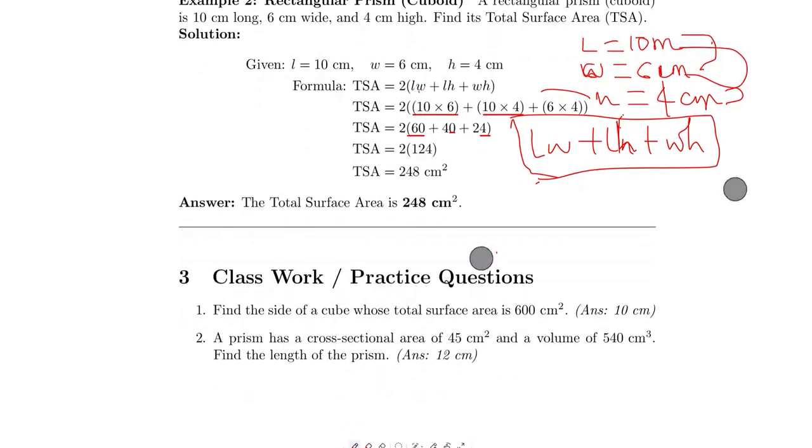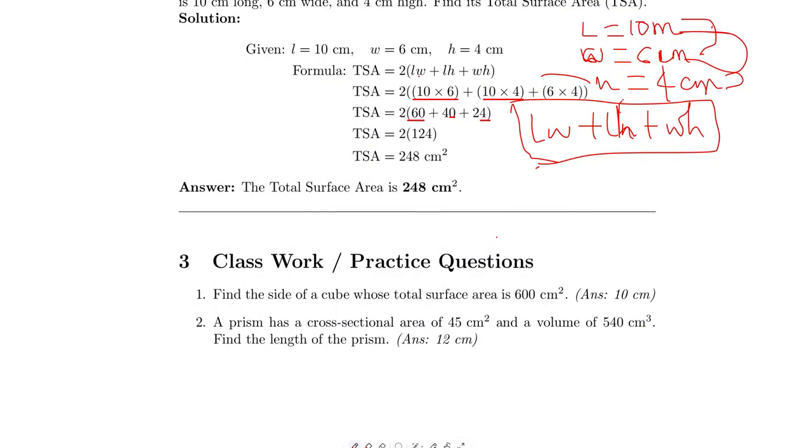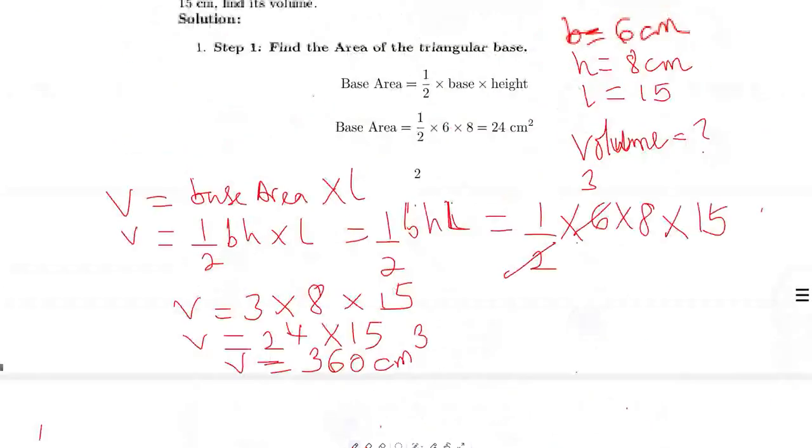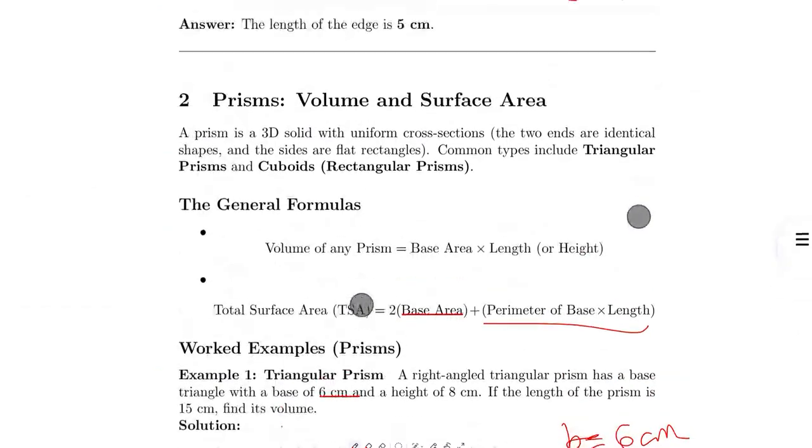So this is the assignment. Find the side of a cube whose total surface area is 600 centimeters squared. Another question: a prism has a cross-sectional area of 45 centimeters squared and a volume of 540 centimeter cube. Find the length of the prism. This is the assignment for what we have looked into.